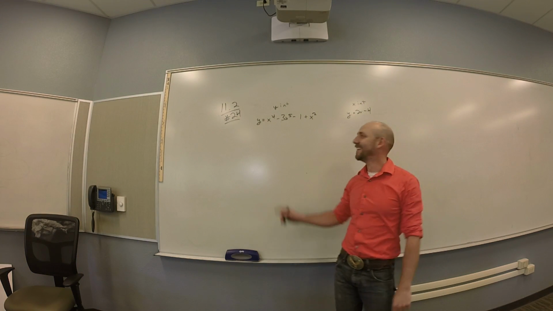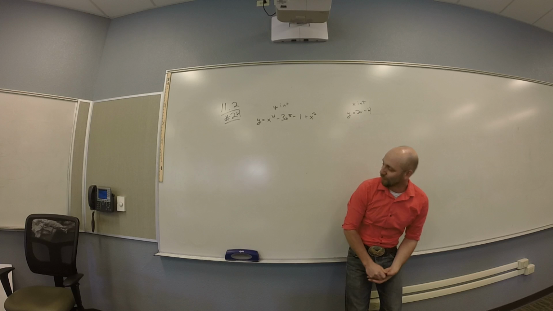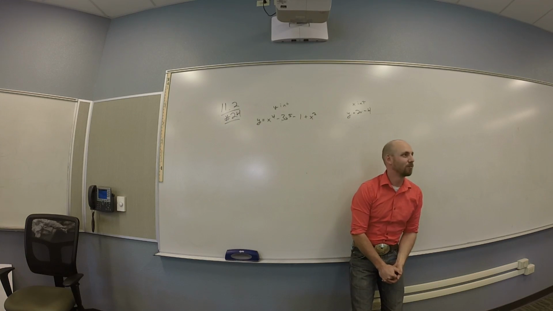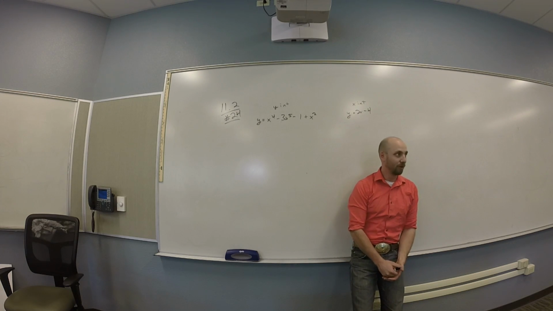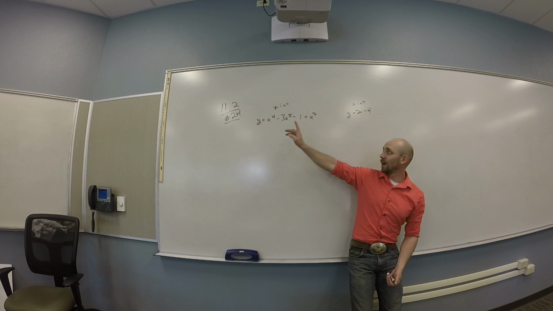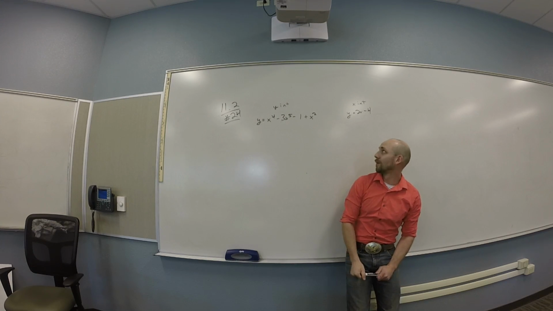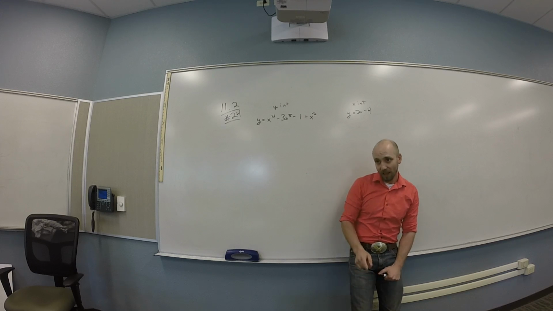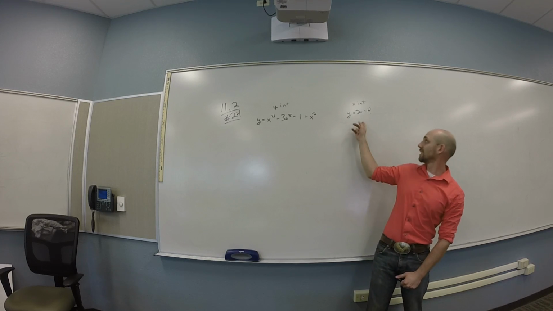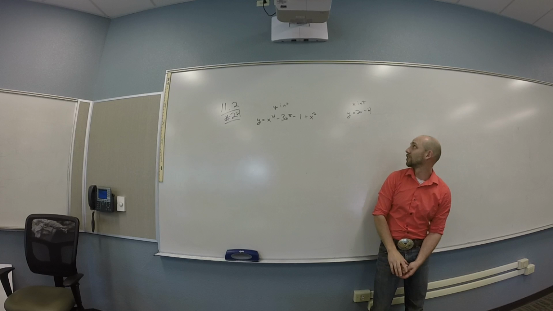Fair point. All right, let's do number 24 in 11.2. We want to put a line through the y-intercept of y equals x to the fourth minus 3x to the fifth minus 1 plus 2, and through the x-intercept of y equals 2x minus 4.